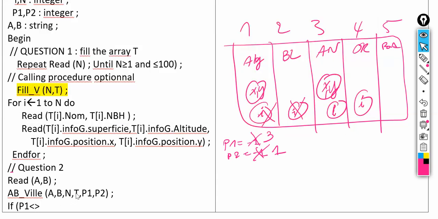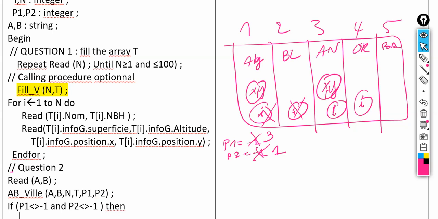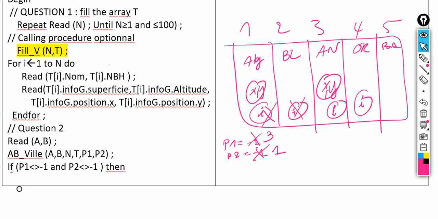All right. So if P1 is different than -1, and P2 is also different than -1. So if both are different than -1, that means that I have found the two towns. If this is true, how can I display the distance between the two towns? I will use the function distance, and I will directly display the distance.